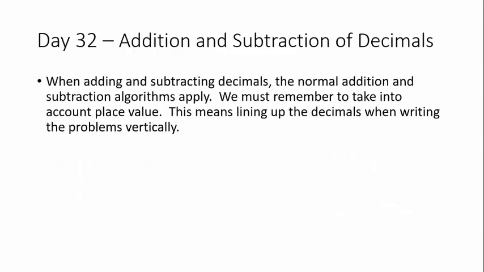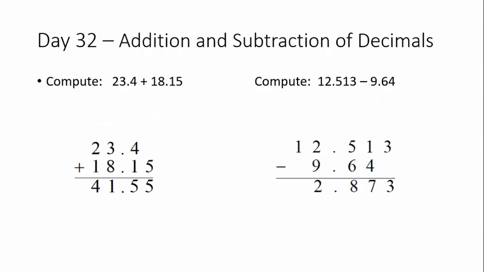Let's move to operations with decimals. When adding and subtracting decimals, we use our normal algorithms. We do have to make sure that we take care in lining up our place values. So we usually identify this by lining up the decimal points vertically. Let's look at a couple of examples here.